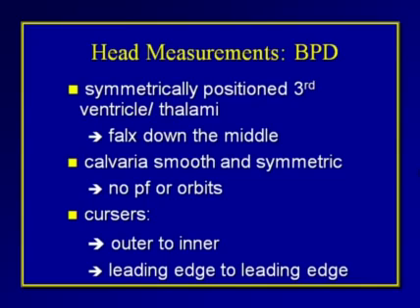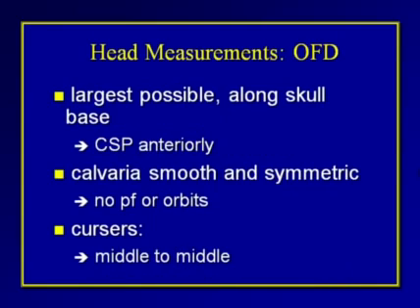The cursors are placed outer to inner, or leading edge to leading edge. When looking at the OFD, it should be the largest possible measurement along the base of the skull, with the cavum septum pellucidum identified anteriorly on the image. The calvarium, again, should be smooth and symmetric. No posterior fossa on the image, no orbits on the image. The cursors in this instance go middle to middle.